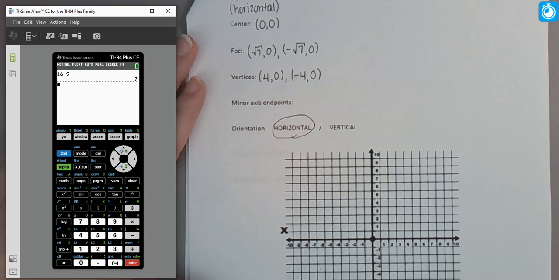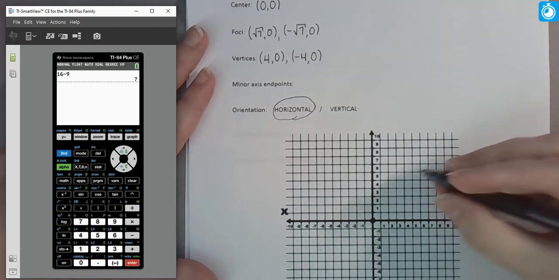So keep in mind, the foci are just given to generate the graph, whereas the vertices and the minor axis endpoints, those are on the actual graph of the ellipse. So the ellipse itself is just the curve we draw. Any points in the center may be used to help us generate the graph, but the graph itself is going to contain the vertices, the minor axis endpoints, and then any points we draw connecting those.